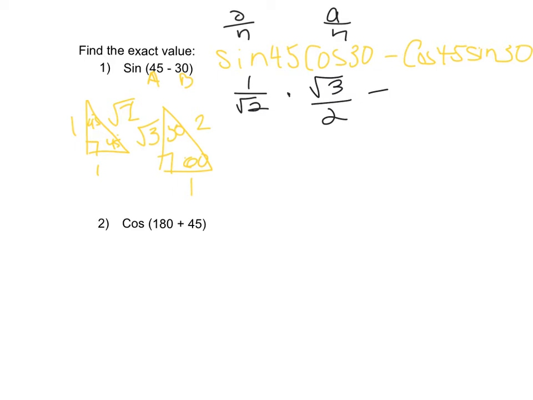So cosine of 45 is going to be the same as sine because it's just the adjacent over the hypotenuse, and the adjacent is also 1. So that gives me 1 over radical 2. And then the sine of 30, I'm going to stand at the 30 position. Opposite over hypotenuse is just 1/2.